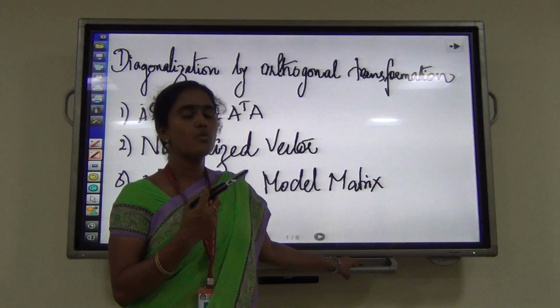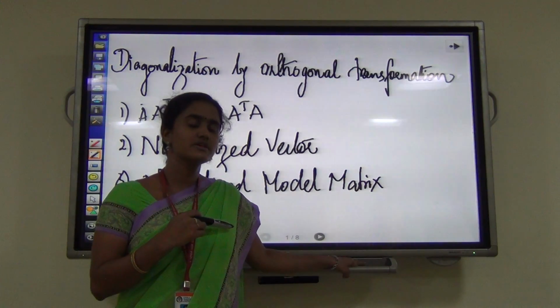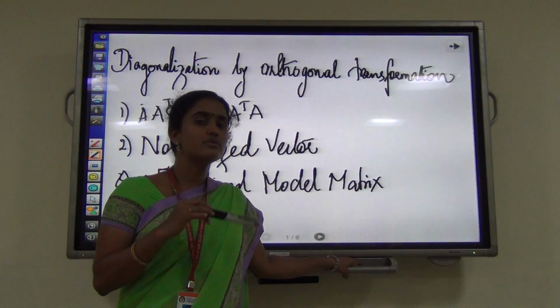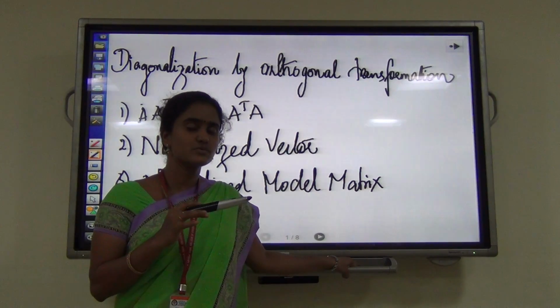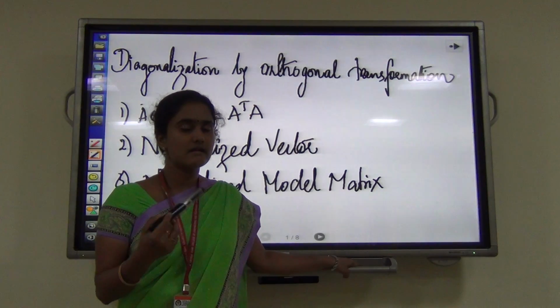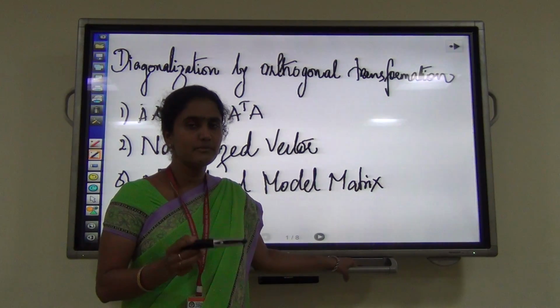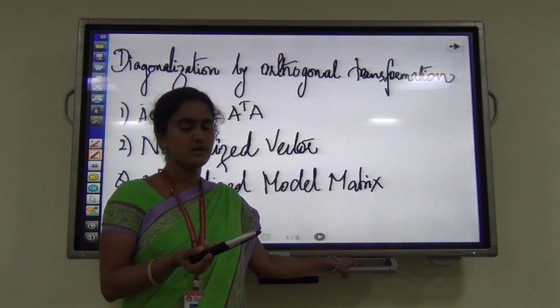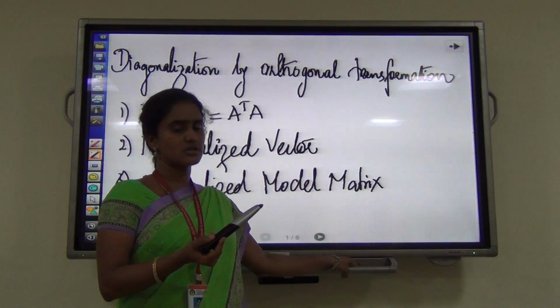So here, what do we mean by orthogonal transformation? It is nothing but proving A transpose A is equal to I. If we could prove A transpose A is equal to I, it means that we can call A an orthogonal matrix. We can call a matrix A an orthogonal matrix.